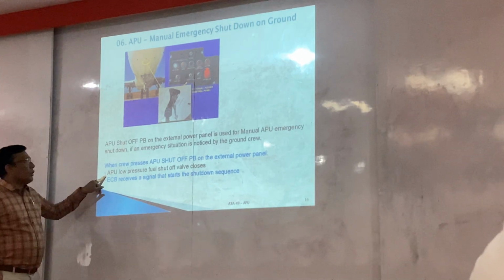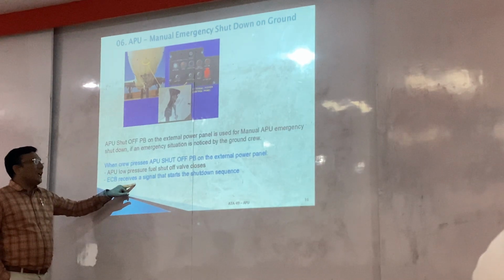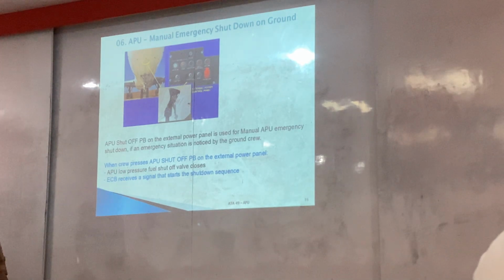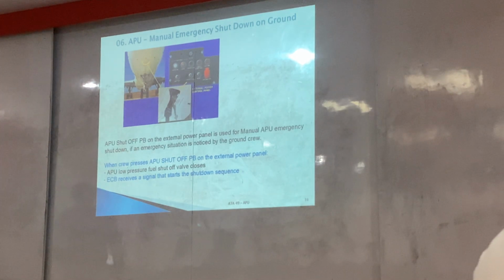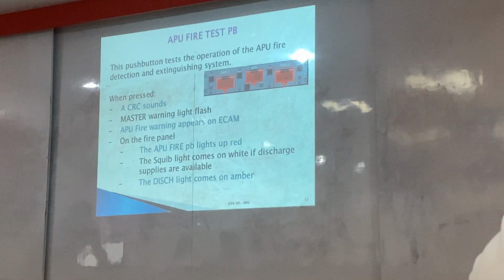the APU low pressure fuel shut off valve closes. The ECB receives a signal that starts the shutdown sequence. So this is how the manual emergency shutdown on ground is possible. So these are all the sequence for starting and the shutdown of the APU.